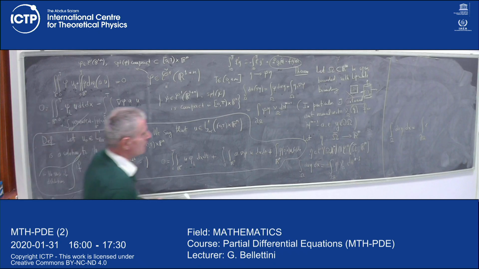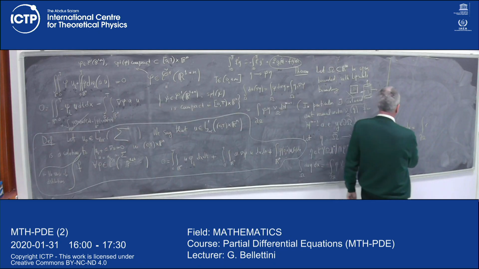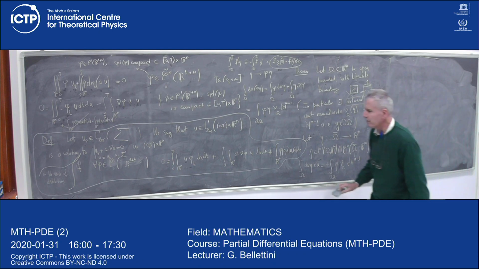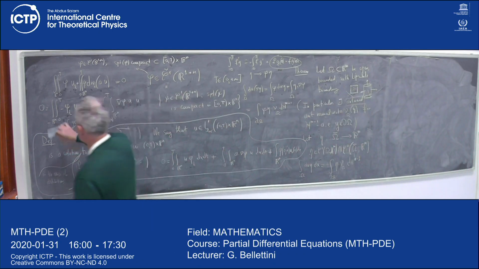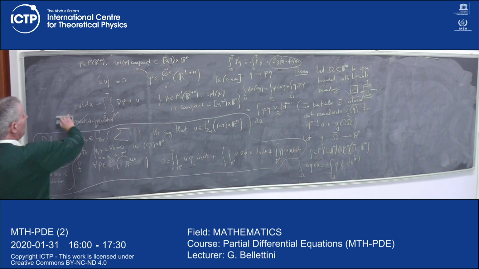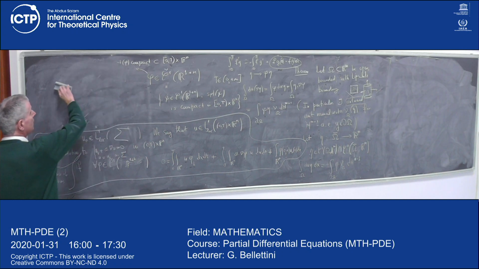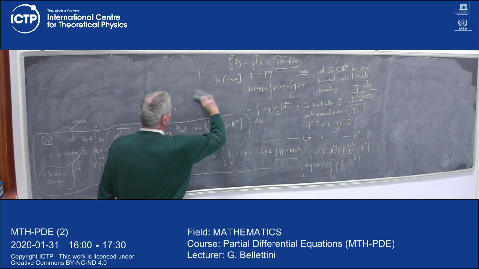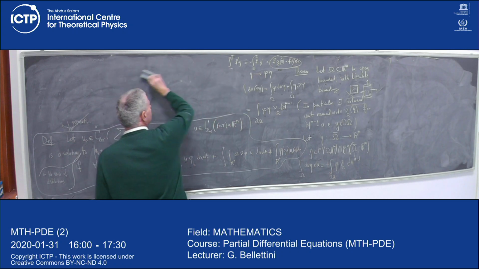So now let's continue. We have an example that we discussed at the beginning, this characteristic function, or more in general, a function taking only two values. U0 takes only two values, say.